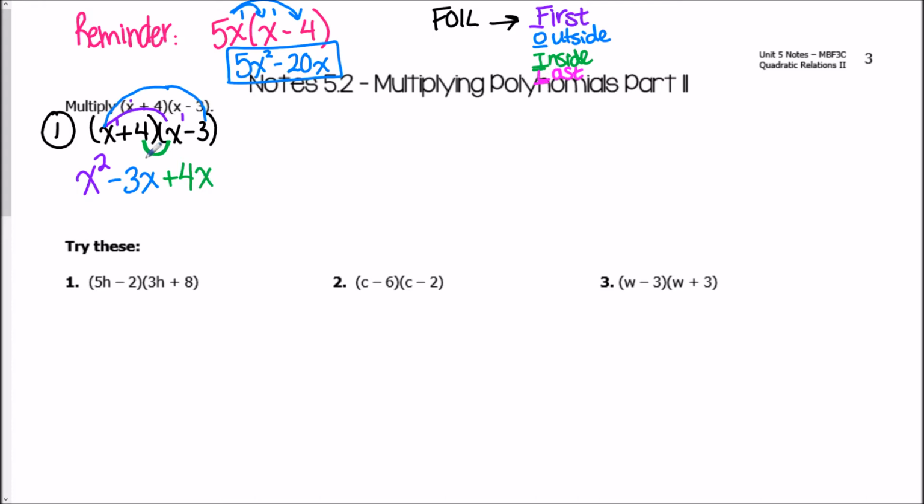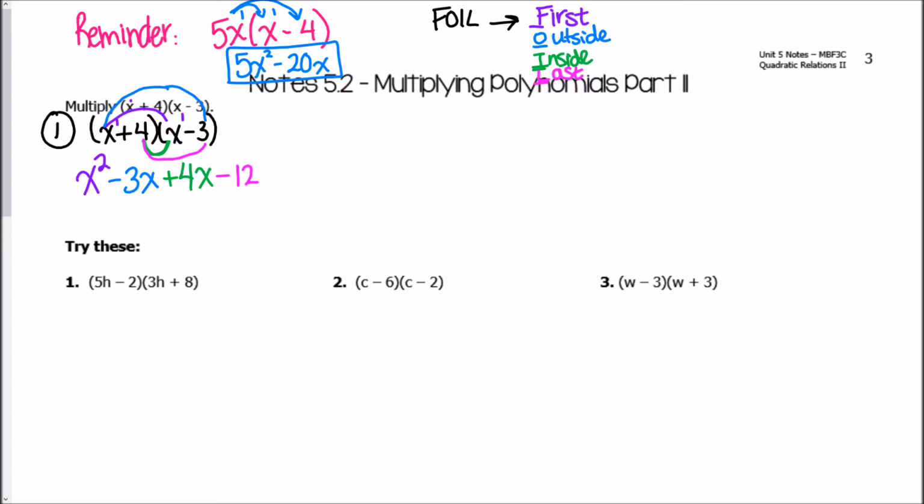And then the L stands for last. So I'm going to do the last in each set of brackets. The 4 is the last term in this set of brackets, the negative 3 is the last term in this set of brackets, and 4 times negative 3 is negative 12.